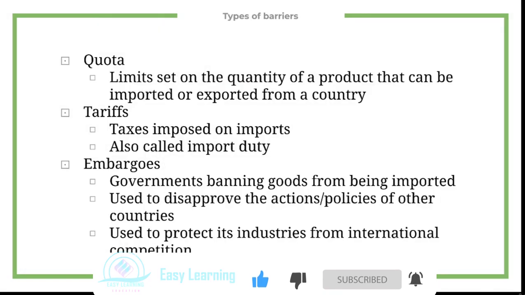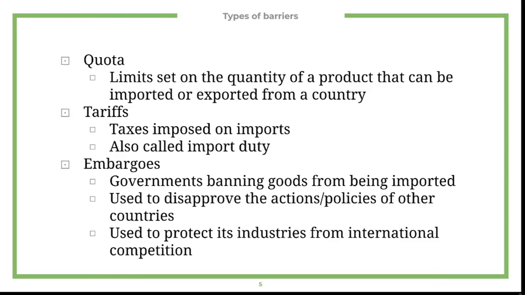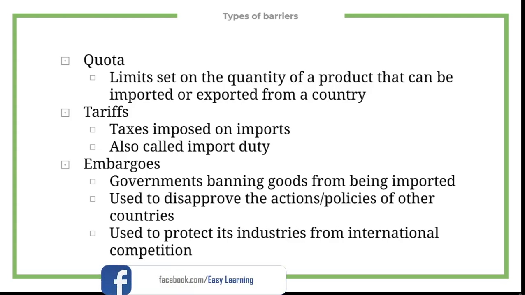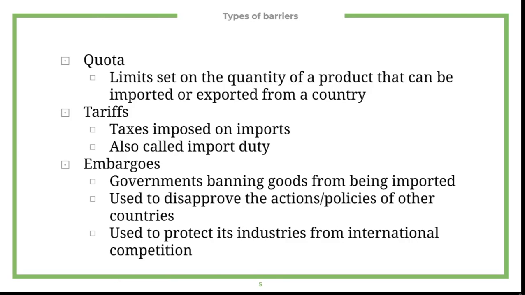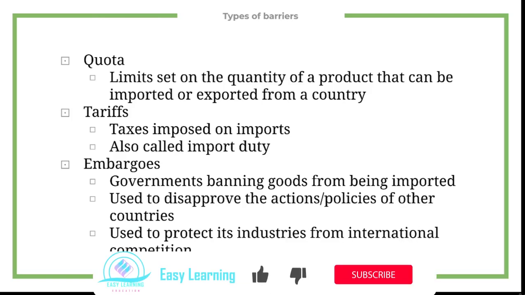The first one is called a quota, which is just a limit that's placed on how much of a product can be imported or exported from a country. The next kind is called a tariff or an import duty, which is just a tax placed on the imports. And the next kind is called an embargo. This is where governments altogether ban goods from being imported. These embargoes are used to disapprove of the actions and policies of other countries, and they're also used to protect that country's industries from international competition.